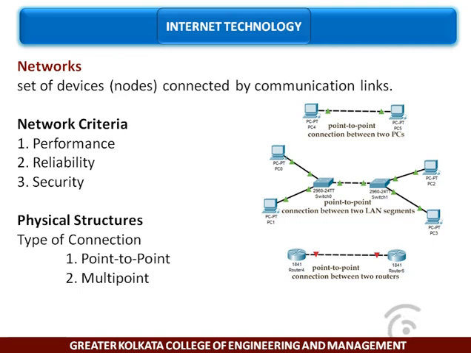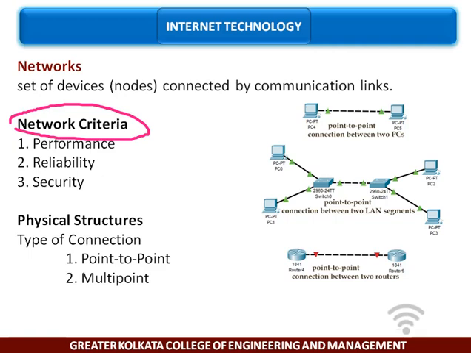Now, what are the network criteria? The first one is performance, then reliability and security are required. A network must be able to meet a certain number of criteria. The most important of these are reliability, security, and performance also.